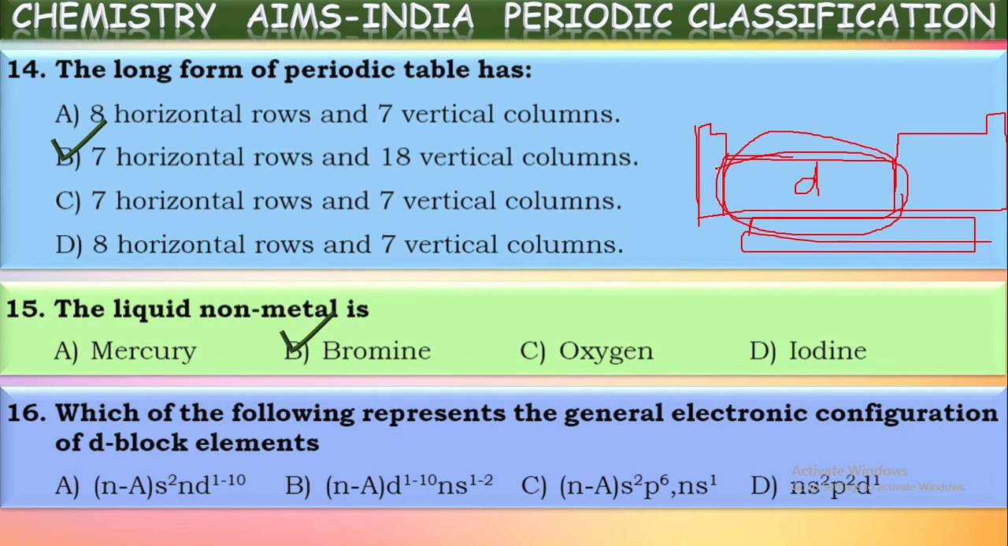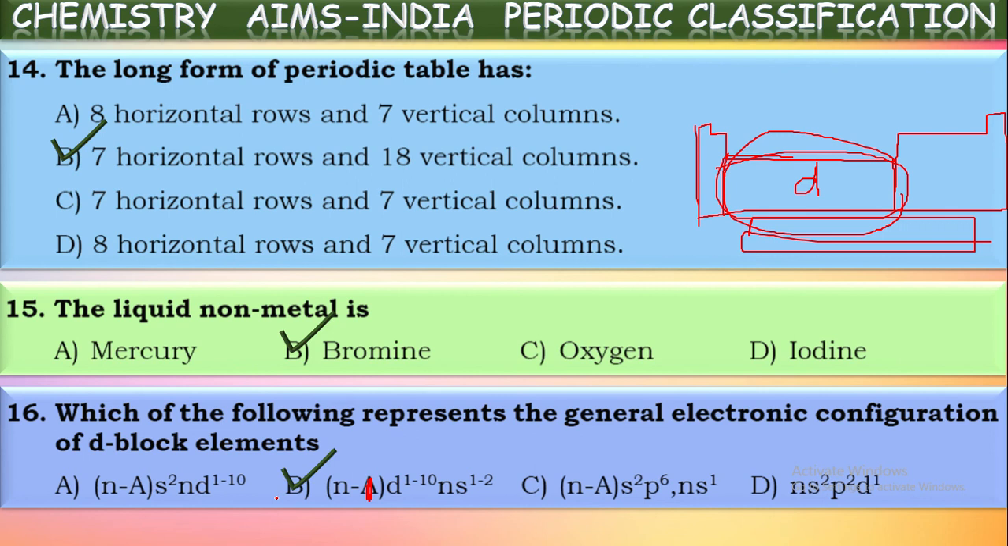Now their configuration will be outermost s subshell and penultimate shell d subshell. These two will be represented in their valence electronic configuration. Actually here it should be (n-1)d 1 to 10, ns 1 to 2. This is their general electronic configuration for d block elements. Okay, (n-1)d 1 to 10 and ns 1 to 2.